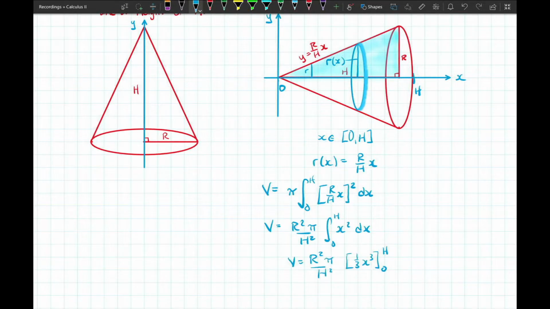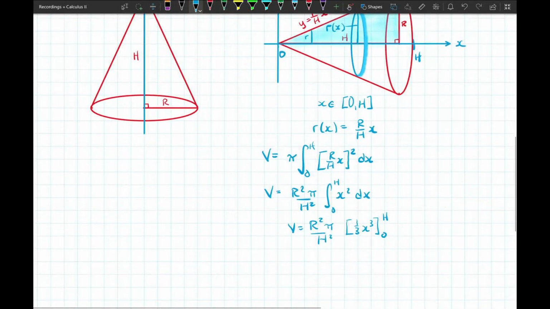And when we plug in h, we're going to get 1/3 h cubed. When we plug in 0, we're going to get 0. And that gives us our volume equation. That h cubed will cancel with h squared to give simply just h. And the volume of this cone is 1/3 pi r squared h.